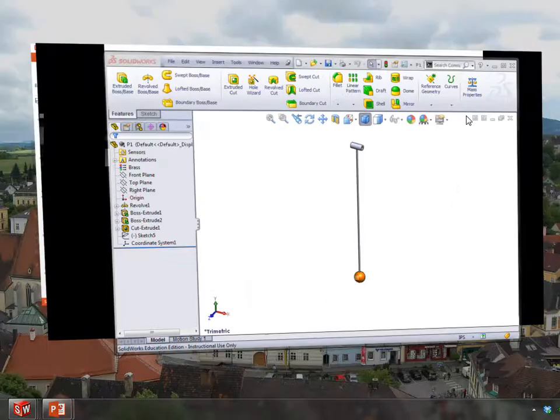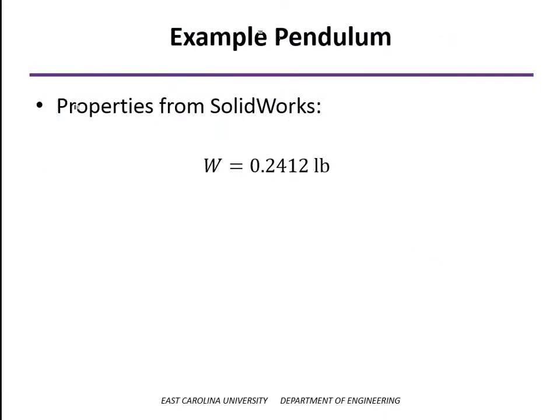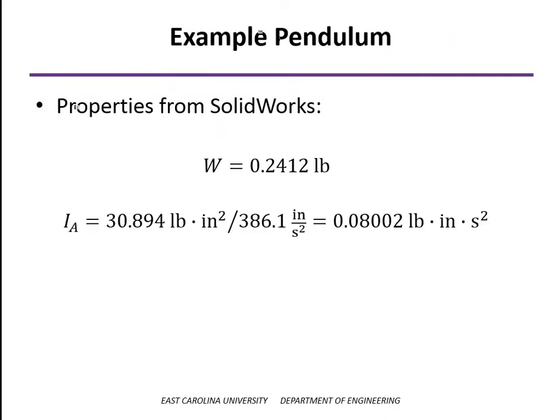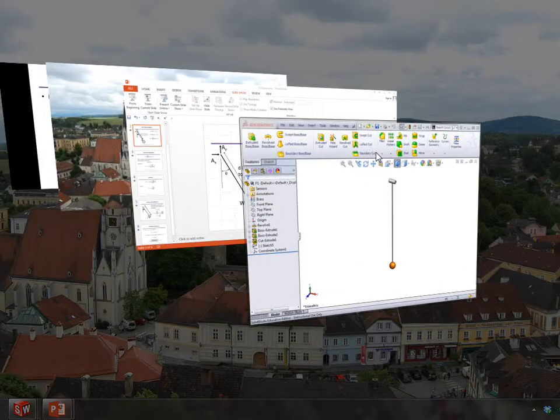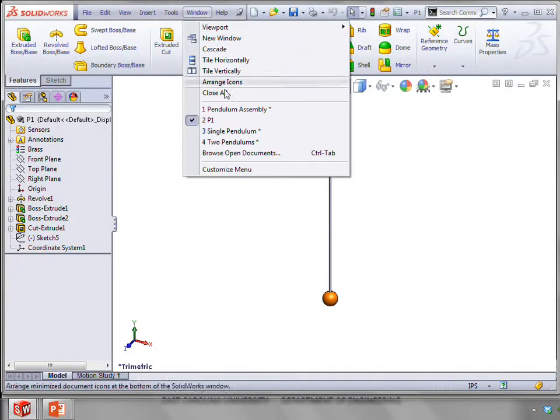So let's go ahead and close that and go back to our example here. And so there's the 30.894 that we pulled off. And remember, that was in US units, pound inches squared. So I need to divide that by g to have a consistent set of units, and since I'm working in inches, 386.1 inches per second squared. The distance to the center of mass I also got off of SolidWorks, and so the period that I calculate is 1.16 seconds. Let's see how well that agrees.